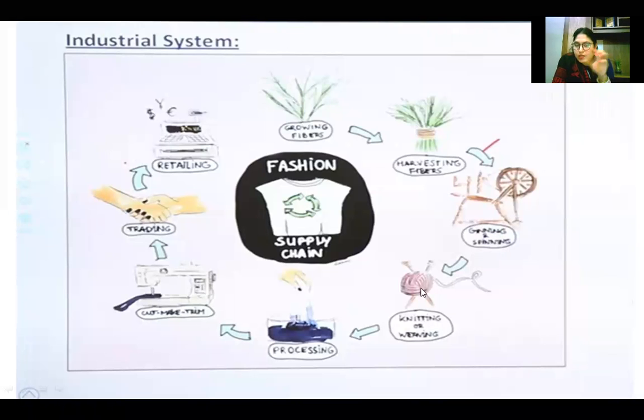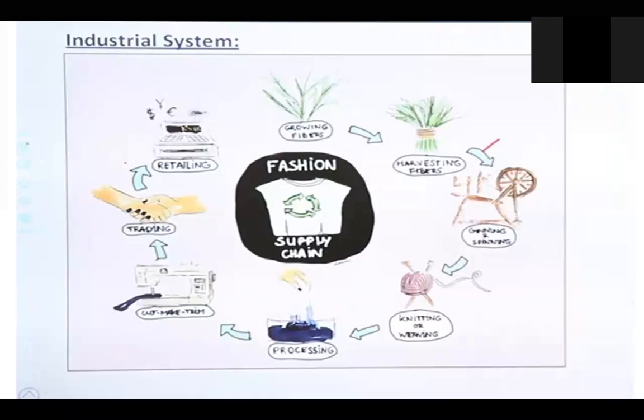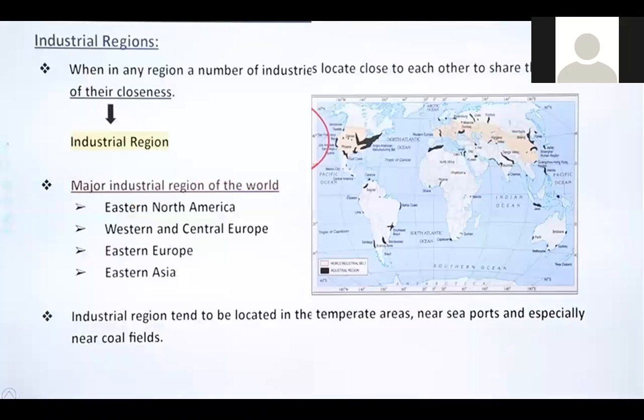Then knitting. Knitting means making the thread from the cotton, then processing, then cutting, making trim, means making the cloth from the thread, and then trading. Trading means after the cloth is ready, people trade with each other. The garment factory comes, and then they take the cloth for making the shirts and the t-shirts or the trousers. So this is how the industrial system works. Clear? Any doubt in industrial system? Very simple. Same way, input, process, and output.